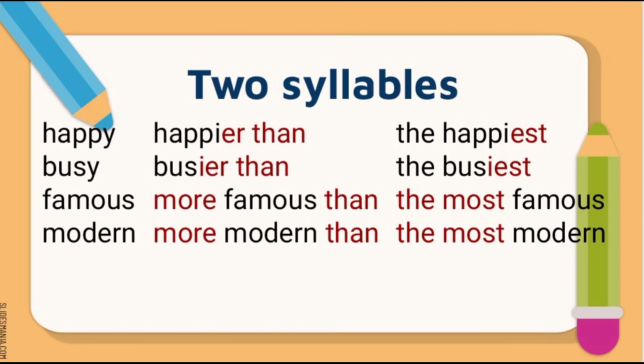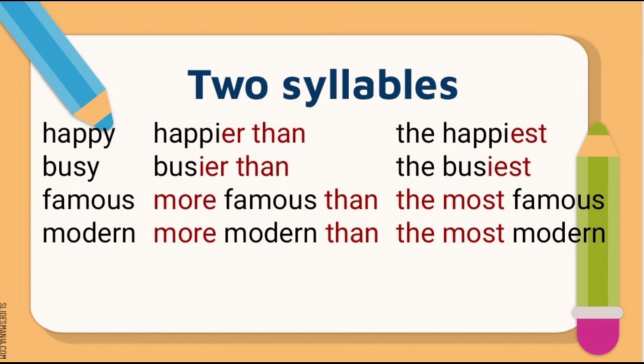The next rule is when you have two syllable words which end with Y, then we do this. Happy, two syllables ending with Y, so we cancel the Y and we add IER, happier. Happy, happier than, the happiest. Next word, busy, busier than, the busiest.